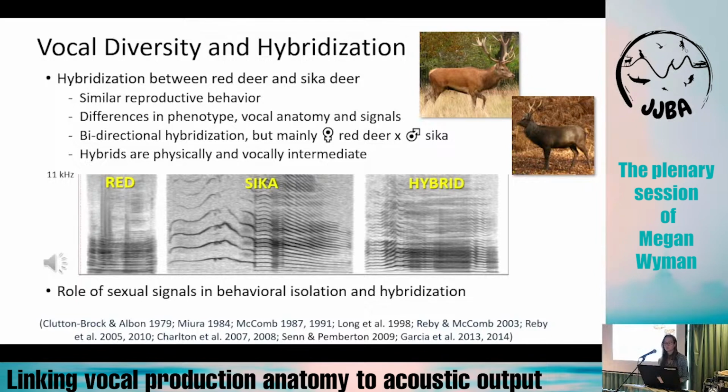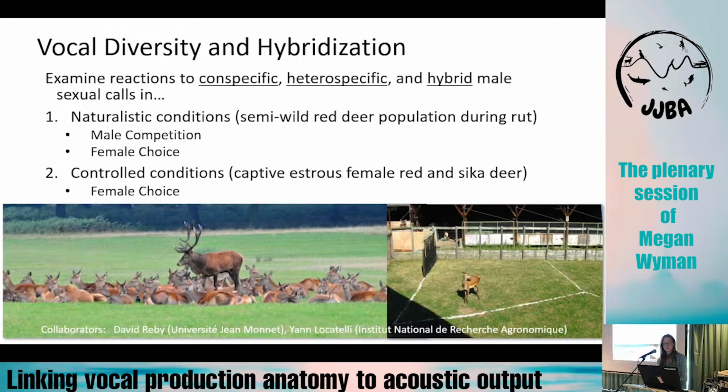Okay, so we wanted to look at the role that this plays, as I said, in isolation and hybridization. So we did this by doing playbacks to look at the reactions to conspecific, heterospecific, and hybrid male calls. For the red deer, it was in naturalistic conditions in the Royal Parks in London with semi-wild red deer populations, and we could look at male competition and female choice. Here's a red deer male with a quite large harem of females. And then we also looked at controlled conditions where we would put the females into estrus and then have a choice experiment where we had two speakers and they could choose where they spent their time. We did this with red deer females and sika deer females here in France.